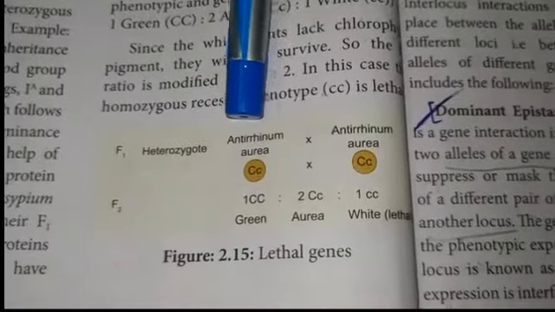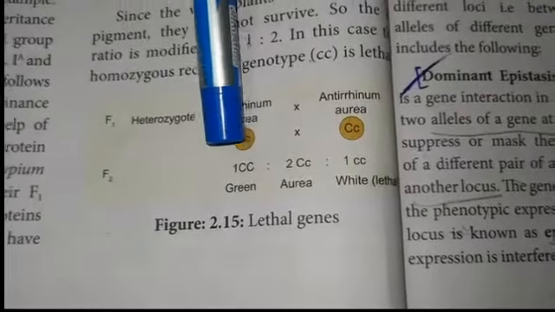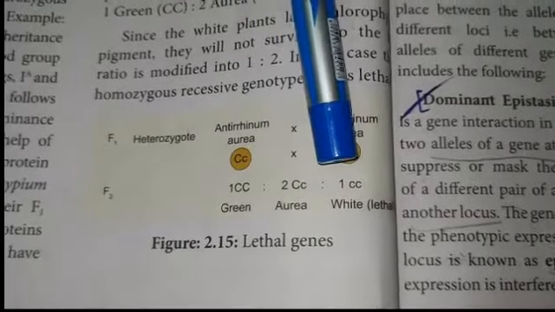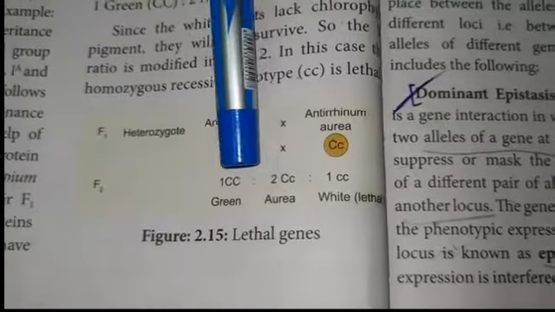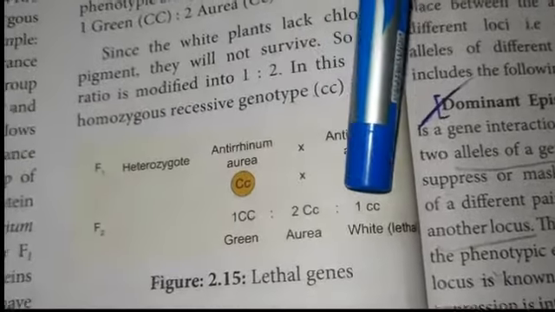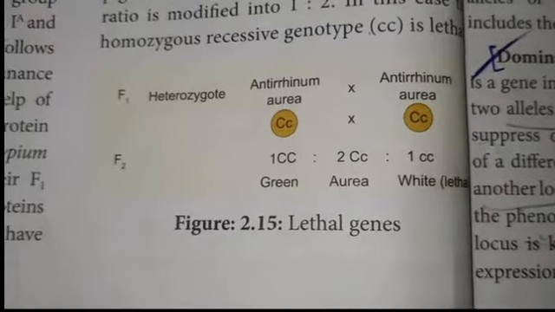So the Antirrhinum plants are crossed. It produces one green plant, two Antirrhinum plants and one white plant in the F2 generation. But the white plant is unable to survive, so it causes death of the individual. So the modified ratio is 1:2 only.